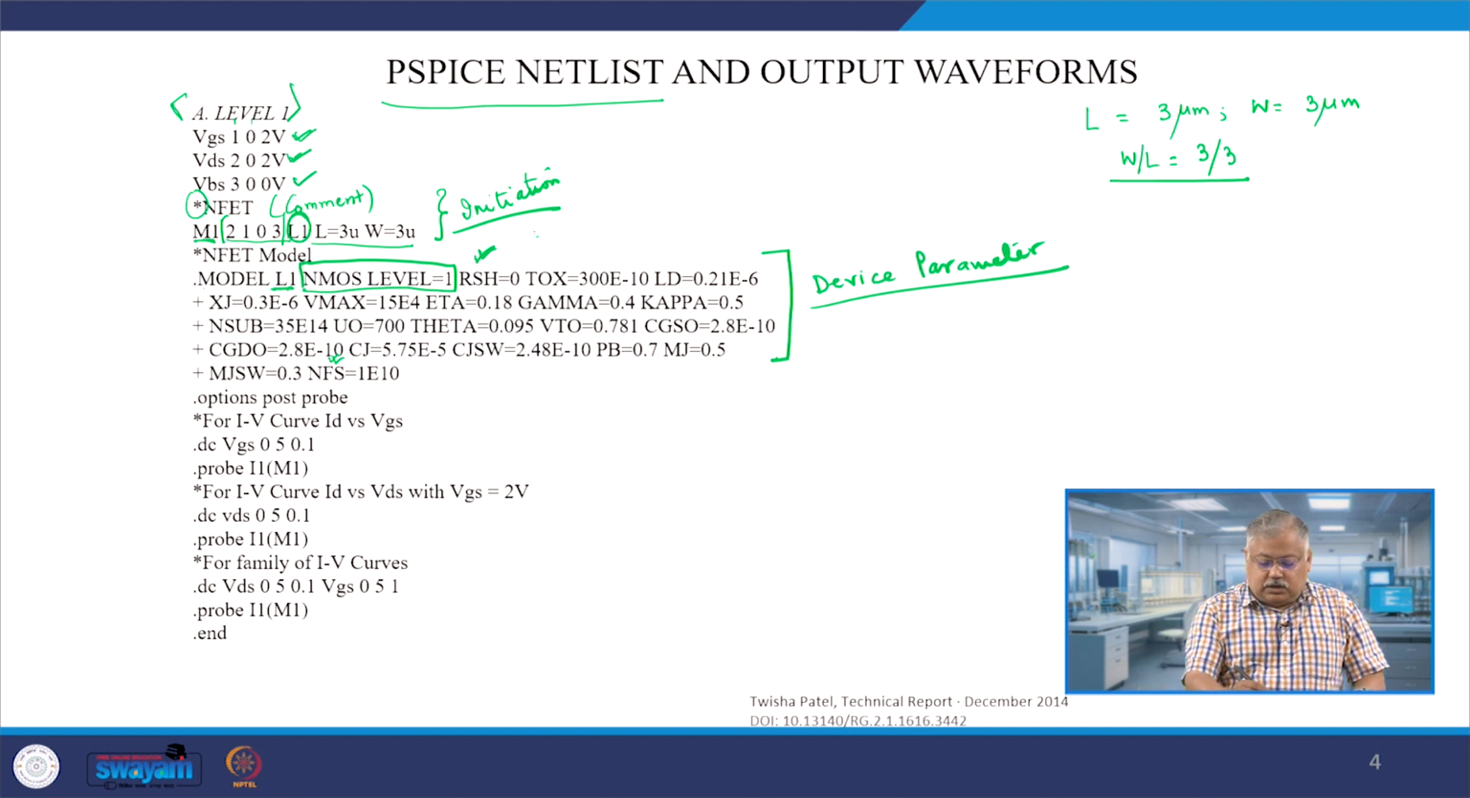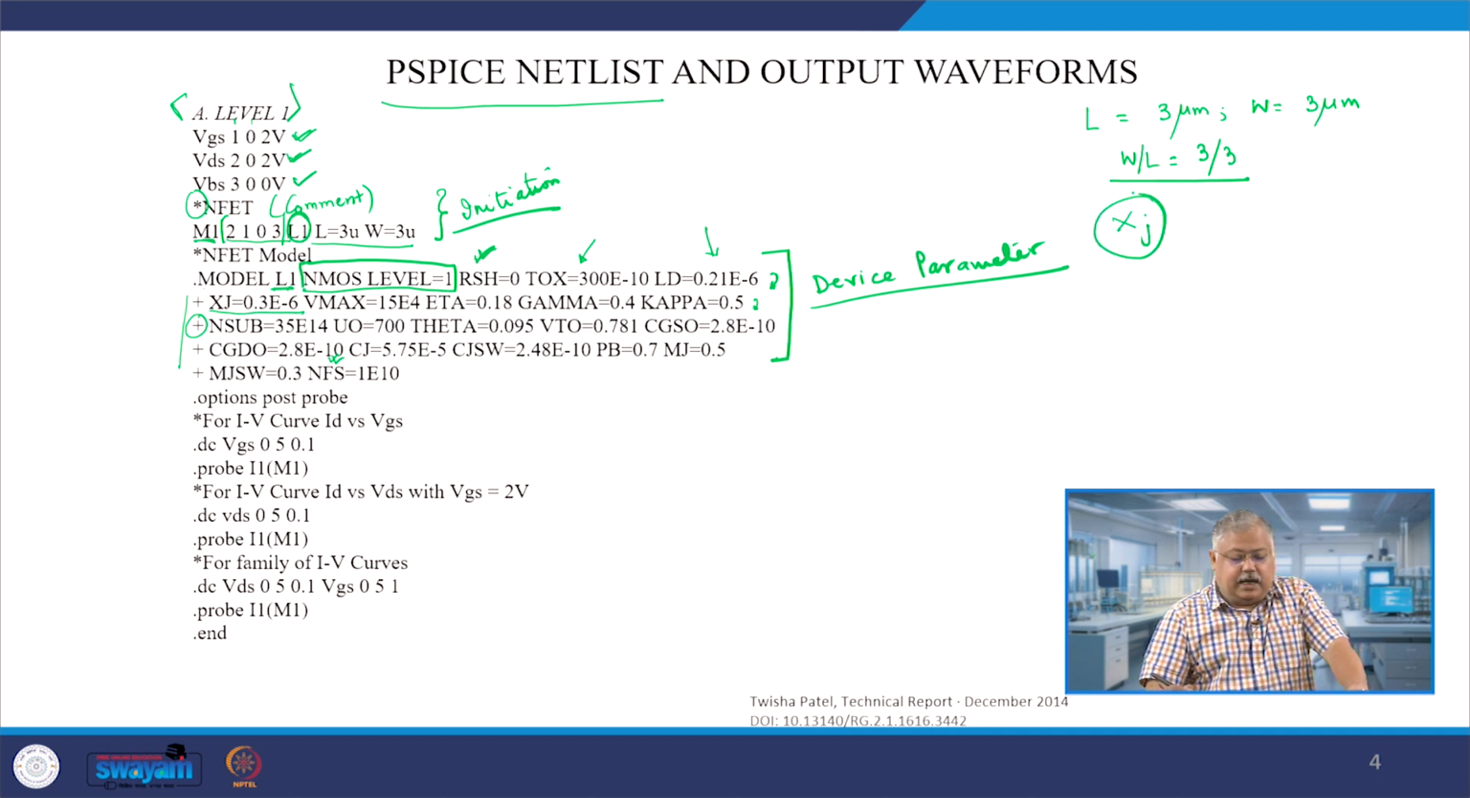For example, this is the source resistance, then you have oxide thickness, then you have drain length. When you put a plus sign at the start of a line, it means it continues after the previous one. Similarly, if you put a plus sign here, it continues after this. So, the plus sign shows you the continuity of the statement with respect to the previous statement. Now, for example, if you look at a quantity known as xj, this is the maximum depletion width which can be handled at any point.